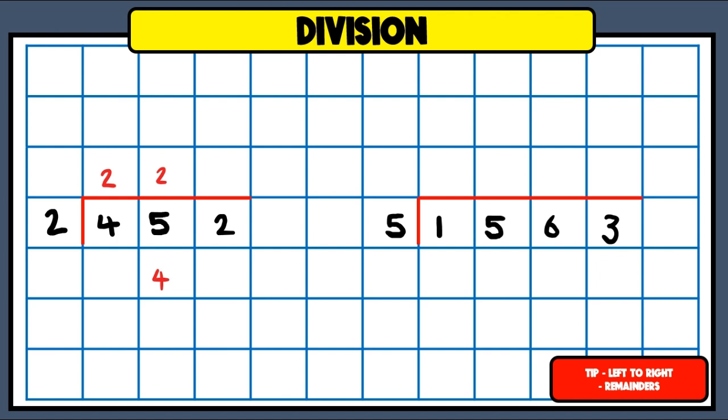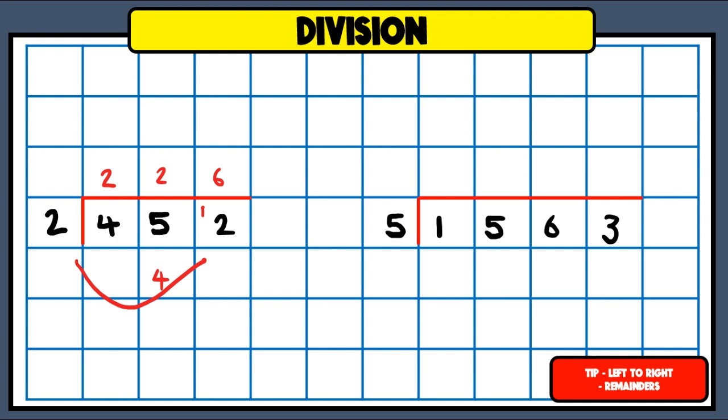I now add up. So 4 add what is 5? 4 add 1 is 5. That's my remainder. So how many times does 2 go into 5? It goes 2, remainder 1. I put the remainder onto the next number there. So it's not now how many times does 2 go into 2, but it's how many times does 2 go into 12. So how many times does 2 go into 12? The answer is 6. So the answer there is 226.